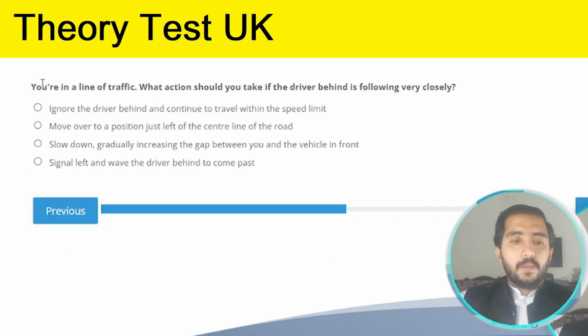Next question. You are in a line of traffic. What action should you take if the driver behind is following very closely?